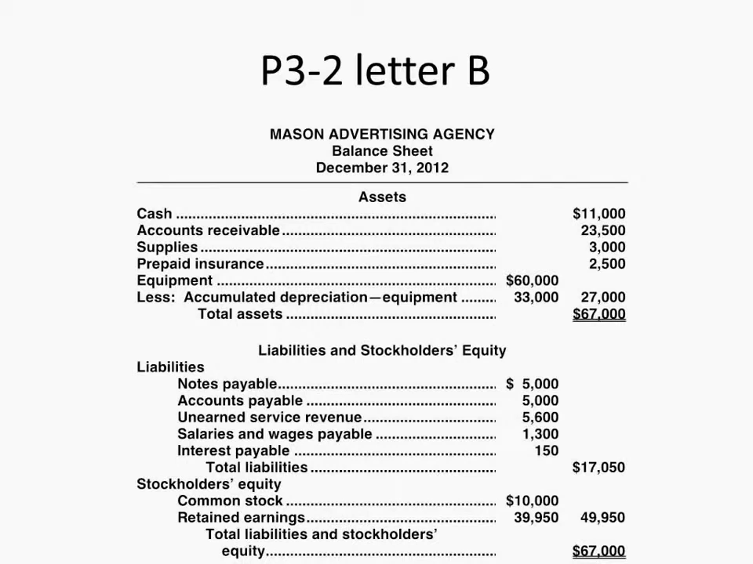So, now we have a balance sheet. So the balance sheet, very importantly, has to balance. So your assets have to equal your liabilities plus your equity. So you should have a $67,000 balance made up of this information.